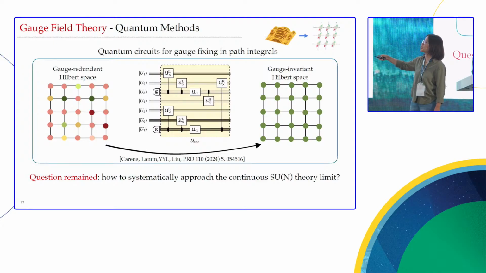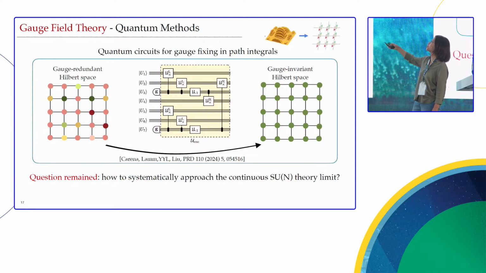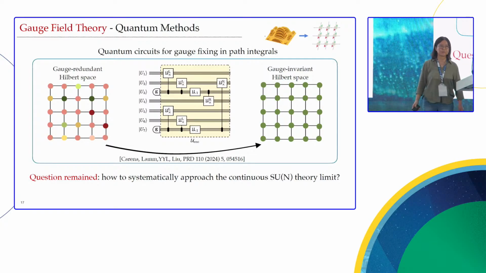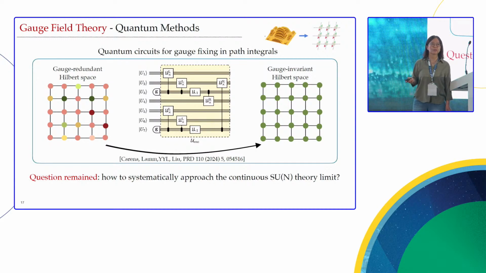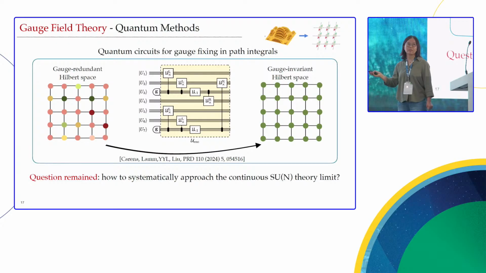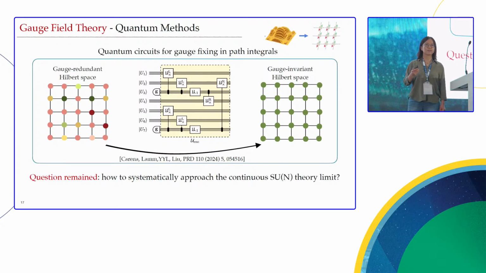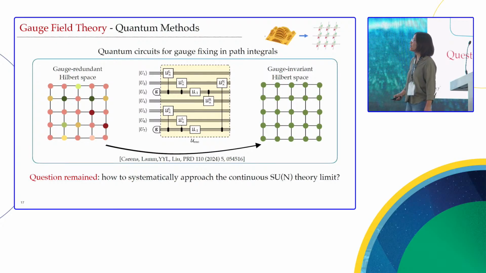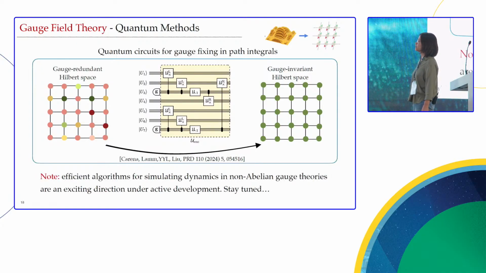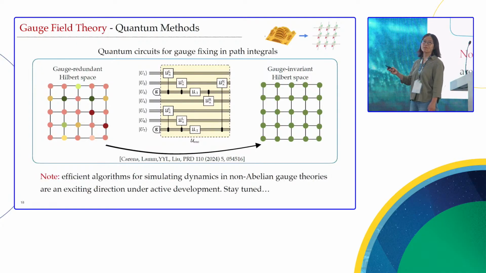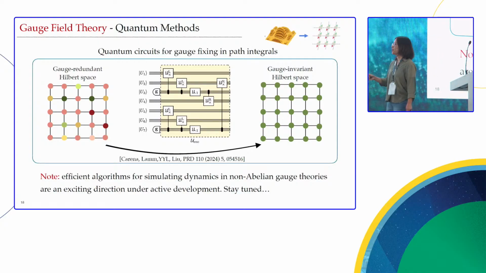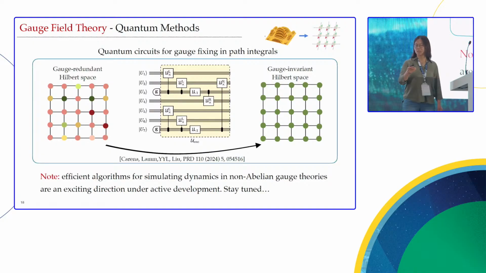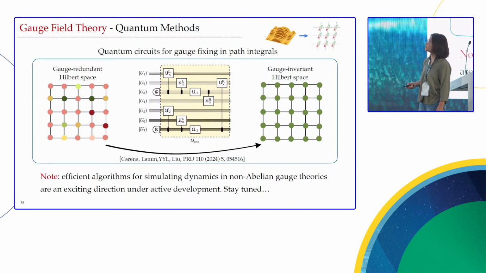Right? We need to project our redundant Hilbert space into this gauge invariant Hilbert space. All of this work has been worked out. And the question that remains is how to systematically approach a continuous SU3 or SUN theory limit, right? Because we only have a finite set of gauge groups. But I would like to mention that we still lack an efficient algorithm for simulating gauge field theories, but this is a very active direction, so stay tuned to see the ultimate results.